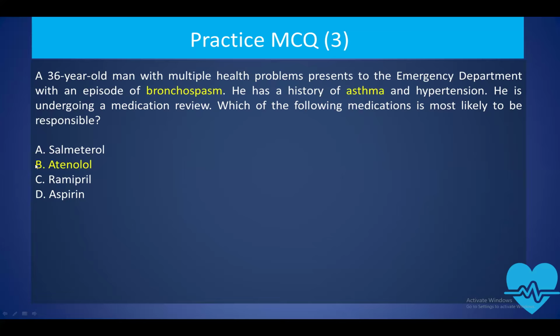The answer is atenolol. Beta blockers are an important cause of bronchospasm in asthma patients. Remember that aspirin and NSAIDs can also cause bronchospasm, but beta blockers are more important. So here atenolol is the most appropriate answer.